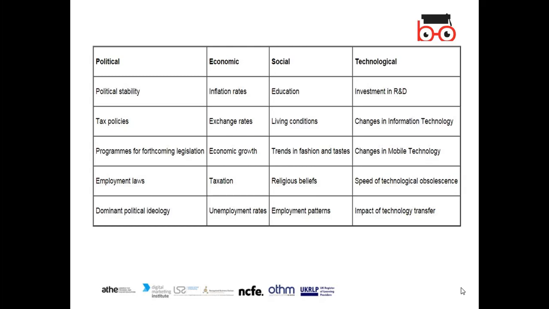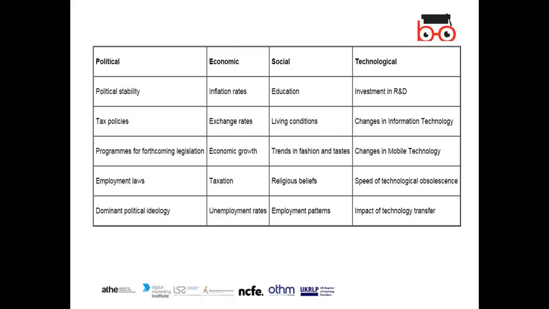So when we're looking at the political factors: political stability, tax policies, forthcoming legislation. PEST stands for political, economic, social, and technological factors. When we say PESTLE forces, then we're also looking at the legal and environmental, eco. All these factors come in, including employment law in a country. When we want to start a business or plan ahead, we need to look at this.